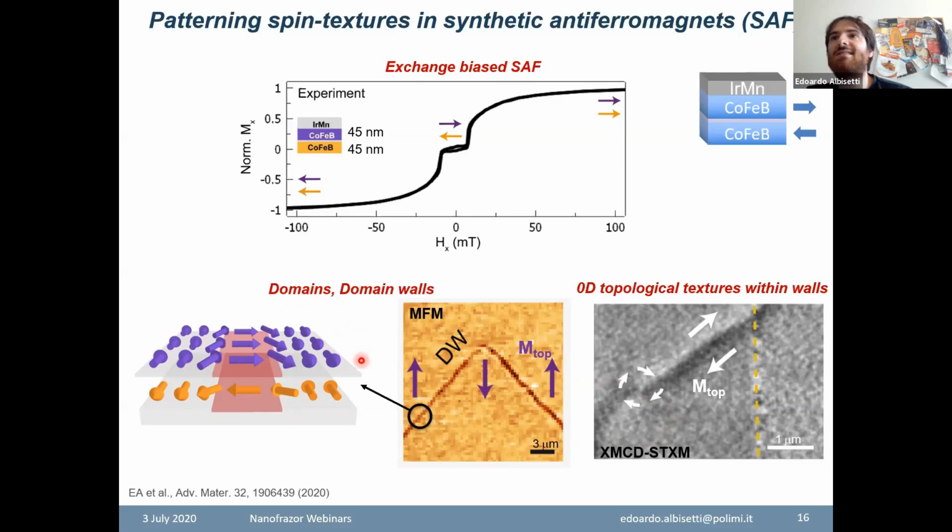But in this case, the magnetic configuration is a little bit more complicated because you're controlling not only one layer, but also the direction of the second one. And this allows you to play with this system in a different way than what we did with the first one. And I will show you that in this particular system, we have different applications for the spin textures.